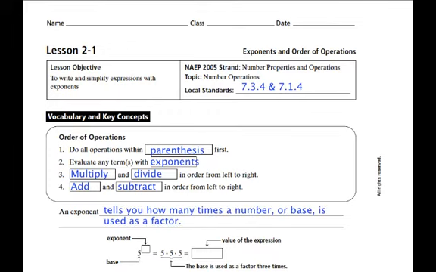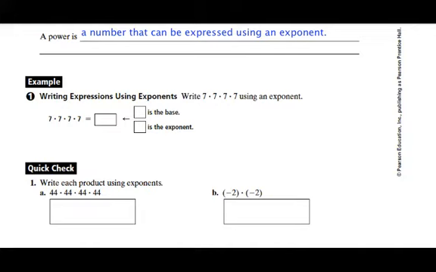An exponent tells you how many times a number or base is used as a factor. In this example, the base is 5 and the exponent is 3. That means we're going to take 5 and multiply it times itself 3 times. So we have 5 times 5 times 5. The value of that expression is 125. A power is a number that can be expressed using an exponent.